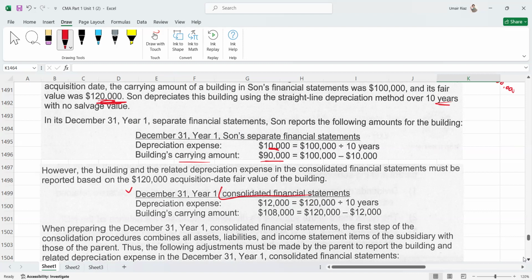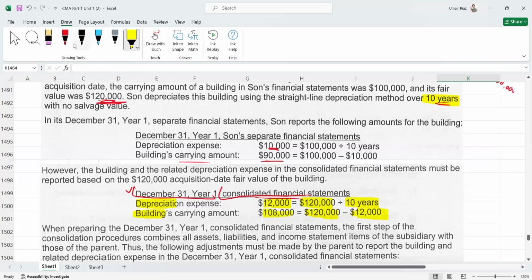So for example, on December 31st, year 1, for the consolidated financial statements, first we will calculate the depreciation expense. It should be based on fair value, and fair value was 120,000. The life of the asset is 10 years, so depreciation expense should be 12,000. Then what should be the building's carrying amount? Based on fair value, 120,000 minus the depreciation of this year, so the carrying value is 108,000.